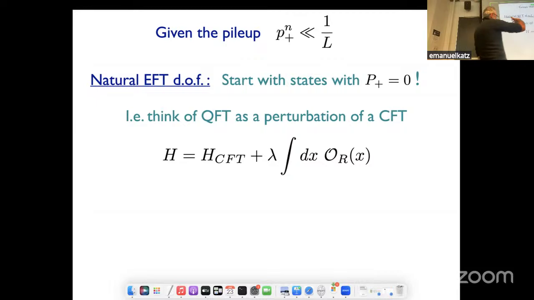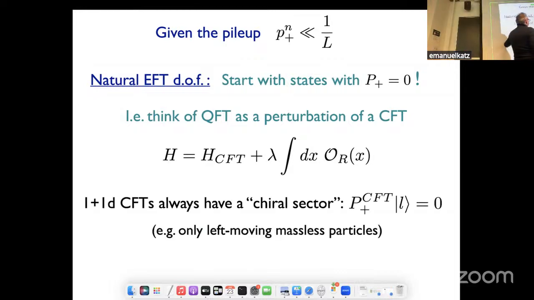So this is already a signal that in some sense, thinking of things in terms of a CFT is useful, because if these are the natural effective degrees of freedom, those effective degrees of freedom naturally live in a 1+1 dimensional CFT. 1+1 dimensional CFTs always have a chiral sector. They always have a sector which starts with no light cone energy. They're just left moving particles, right? So the idea is that these are the natural degrees of freedom of the effective theory.